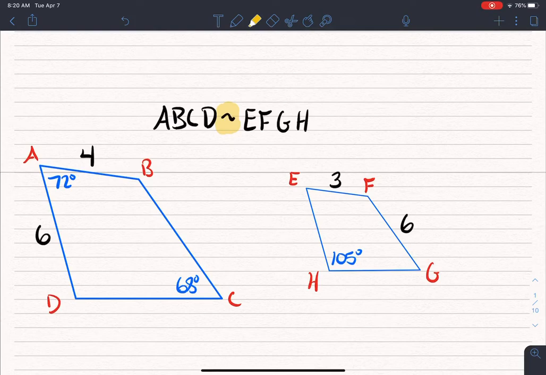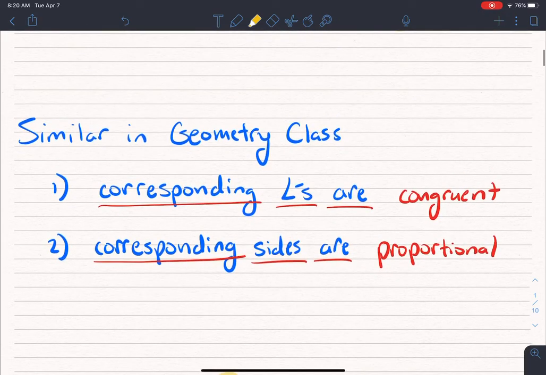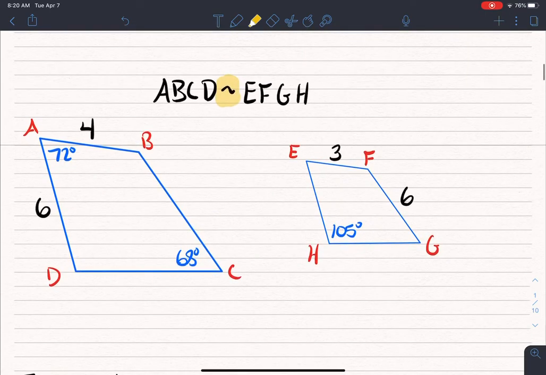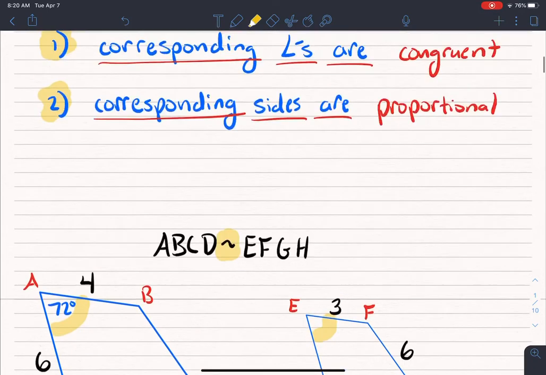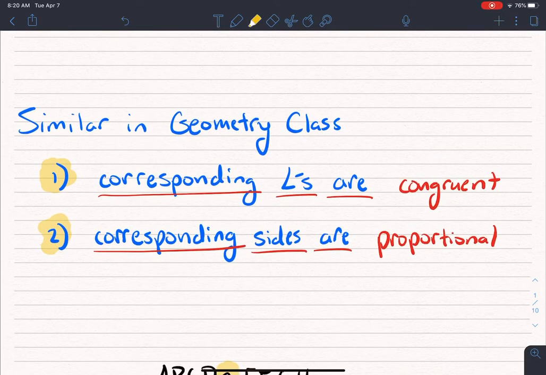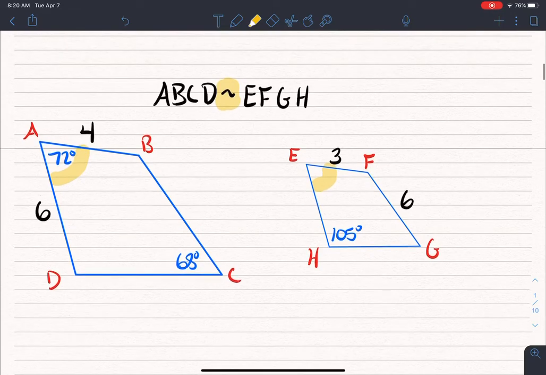And so as we look at these two figures, we go, they are similar. By definition, that means that they include these two things. They include first, that the corresponding angles must be congruent. And secondly, the corresponding sides are proportional. So as we look at these two shapes, we go, okay, see this angle up here must be congruent to this angle right here because we were told the corresponding angles are congruent. And then also we say this side right here must be proportional to this side right here.